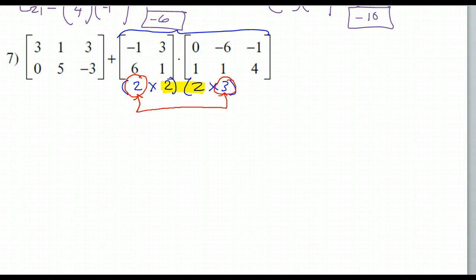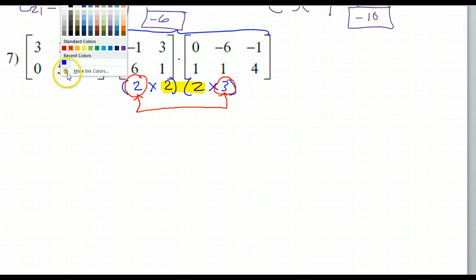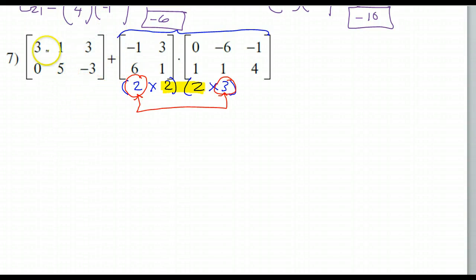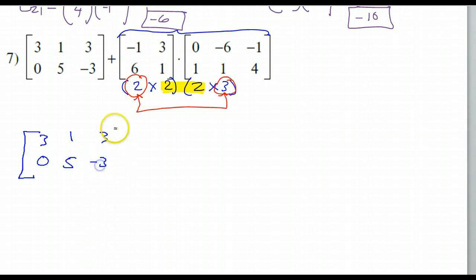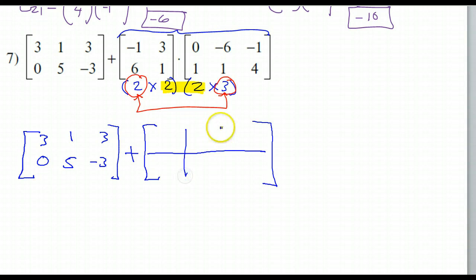Alright, so let's just get set up and ready for it. Okay, so basically we're just going to bring this matrix down. Alright, so we're just going to have 3, 0, 1, 5, 3, -3, plus. Okay, and then we're going to have some sort of a 2 by 3 matrix. So that's going to be like this. 2 rows, 3 columns. So we just need to find out what this matrix is and then add. So we're going to do what we've done many times now.